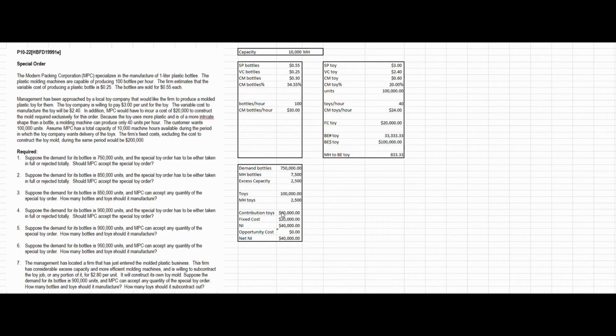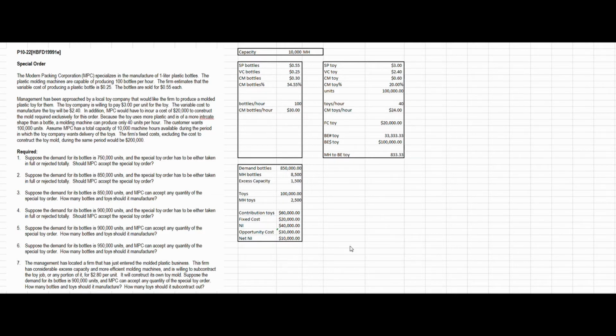The total contribution from doing so will be $60,000. We have a fixed cost of $20,000. That gives us a net income of $40,000 on the special order. We have 0 opportunity cost. Why? Because we do not have to give up making any bottles in order to make our 100,000 toys. So the net economic effect, given that level of demand, will be $40,000.